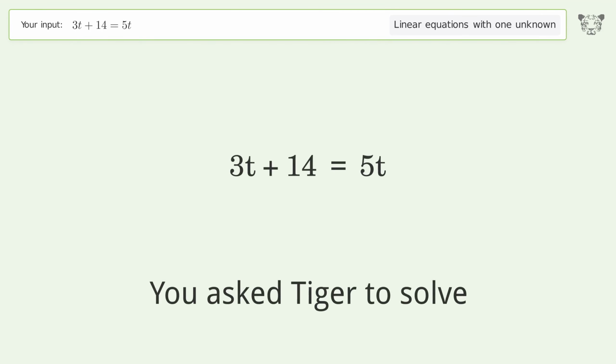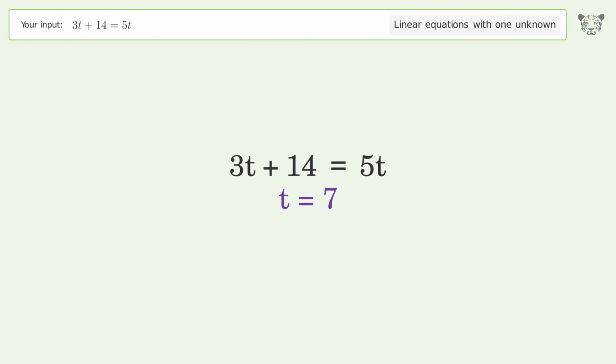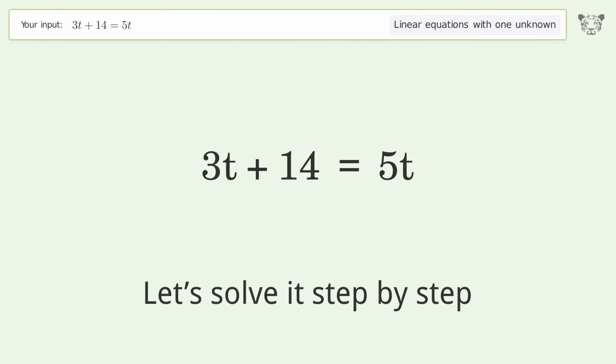You ask Tiger to solve this. It deals with linear equations with one unknown. The final result is t equals 7. Let's solve it step by step.